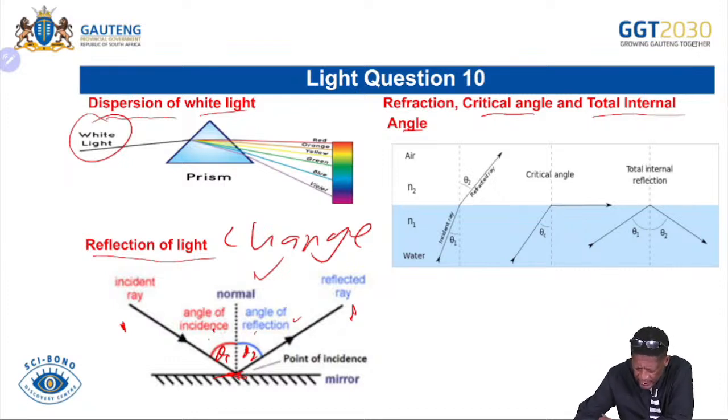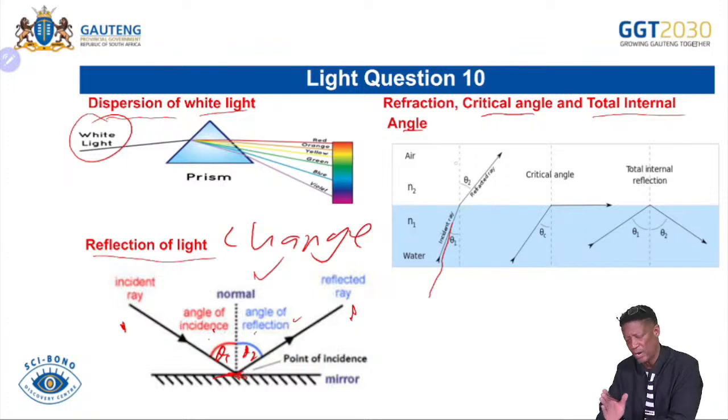If the light, the incident ray, comes from this medium to the other medium, it is going to refract there. It bends. So this is the refraction. It moves away from the normal. This is the incident ray, and this is the refracted ray. The refracted ray bends away from the normal. We're talking about bending, bends away.